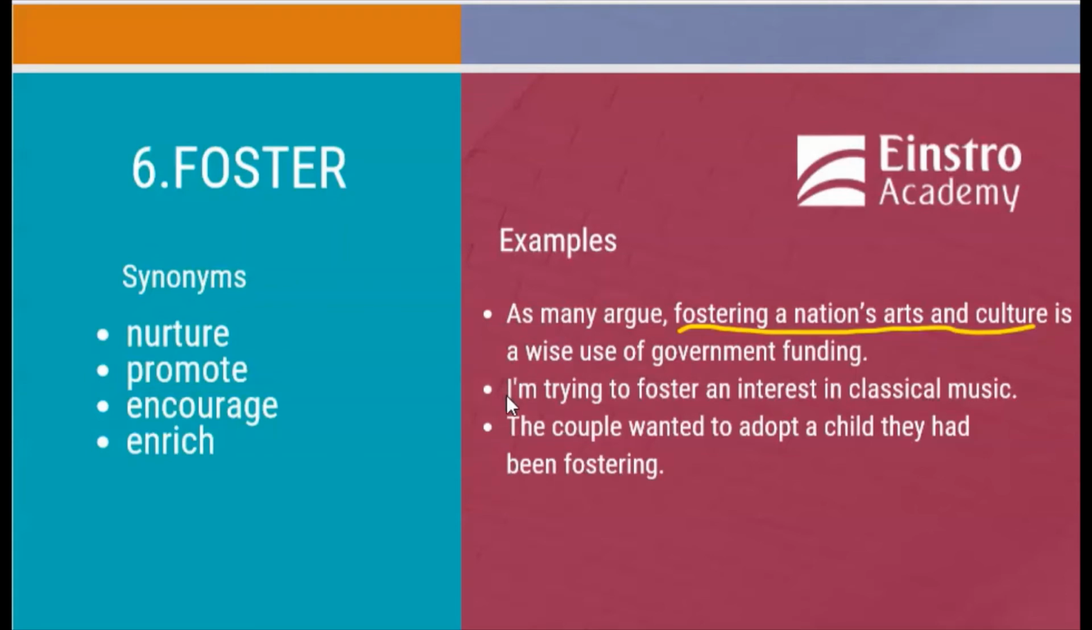And then the second example, I'm trying to foster an interest in classical music. A couple wanted to adopt a child they had been fostering. That means they were promoting a child, or they were looking after someone and they wanted to adopt the child. That's what they had been fostering. Okay, so this is an important word to remember.